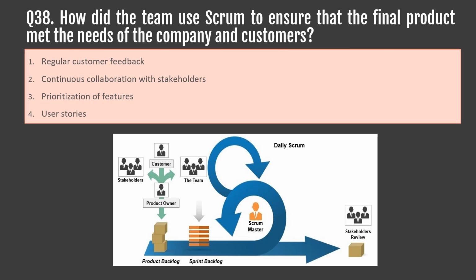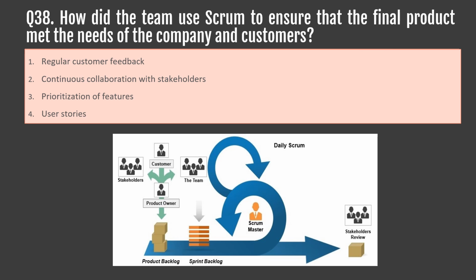Prioritization of features. The team used the product backlog to prioritize the features that were most important to the company and customers, and they worked on these features first to ensure that they were delivered on time.